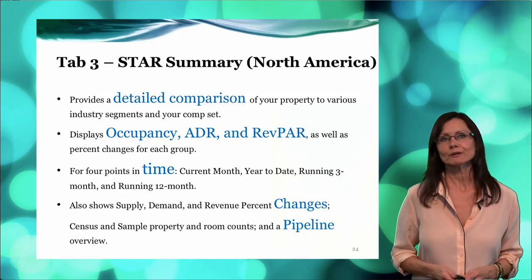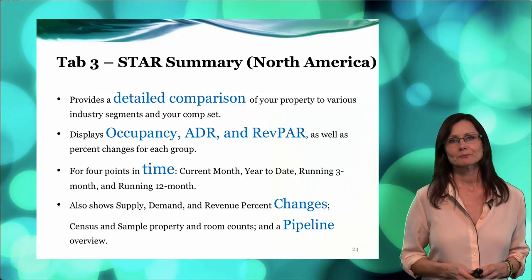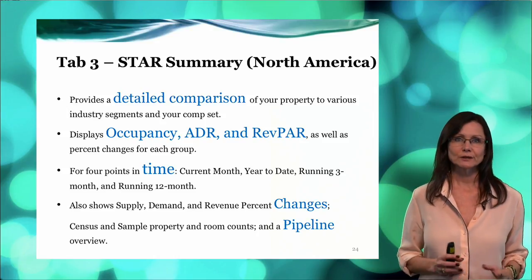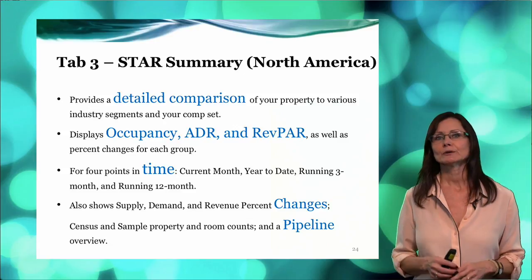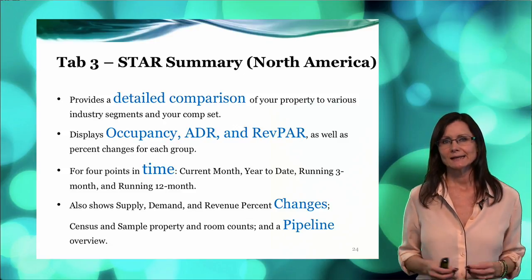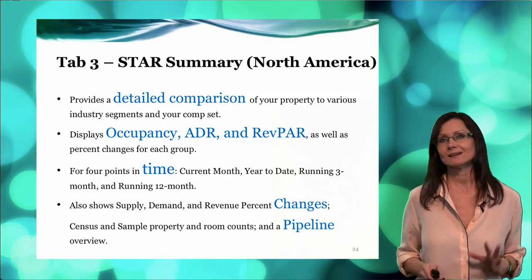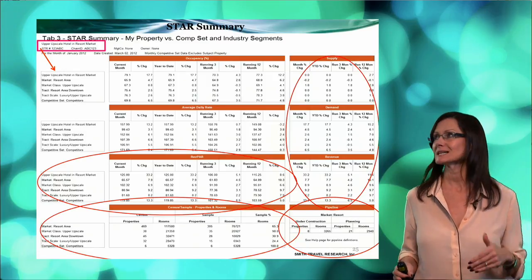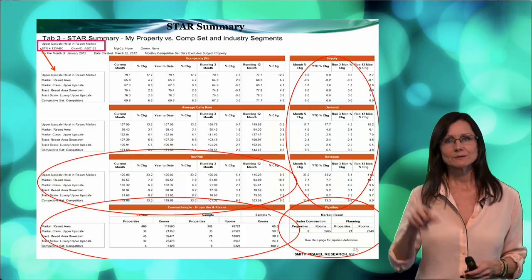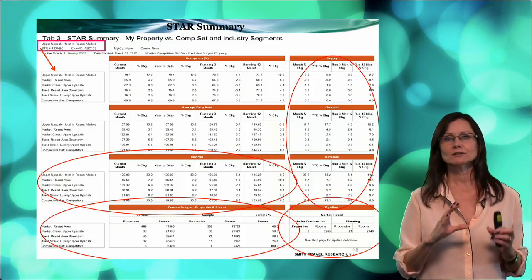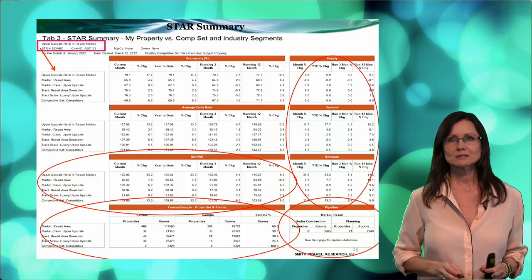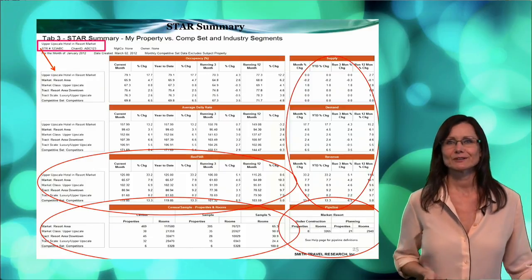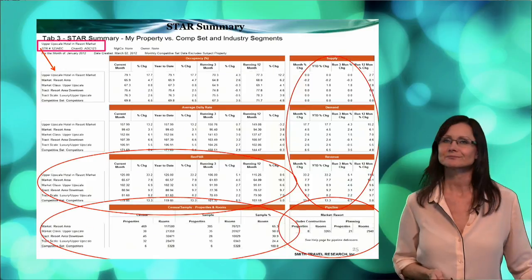All right, so tab 3 now, we're going to provide a comparison to various industry segments. We're also going to look at occupancy, ADR, and RevPAR. We're going to also look at time changes and the pipeline. Now, this next slide, it's very busy, I know. So that is what tab 3 looks like. And where I've circled it, those are the tables that we're going to zoom into more. So I'm going to go into each of those areas into more detail because it's a bit difficult to read it off the screen because it's so small.